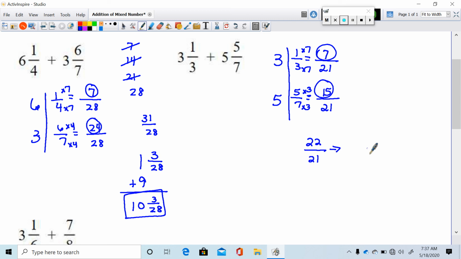Change that to a mixed number by keeping your same denominator. 21 goes into 22 one time. And since there's a 1 up front, just subtract these. 22 take away 21 is 1, and that's your numerator. Now over here we had 3 and 5, that's 8. So I'm going to add that to what I previously got, and I get 9 as the whole number and 1 over 21 as the fraction.